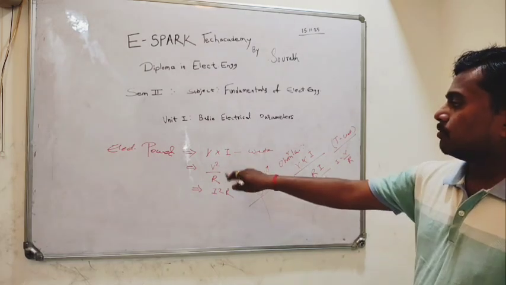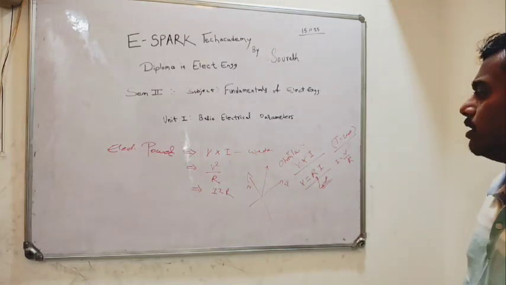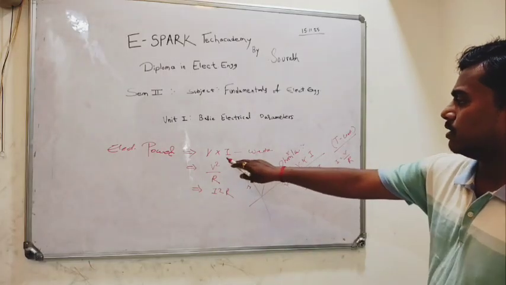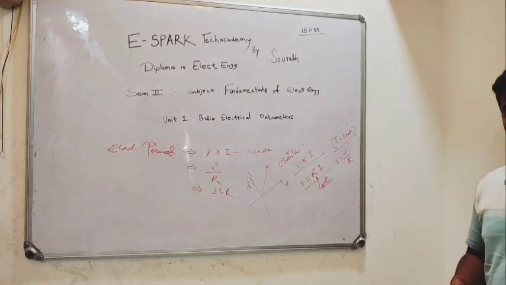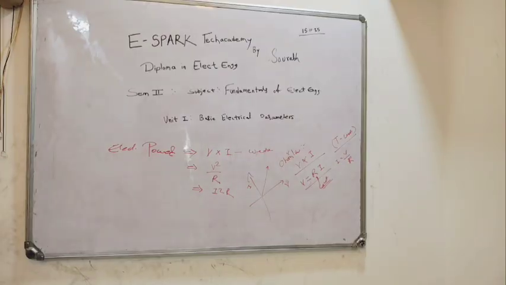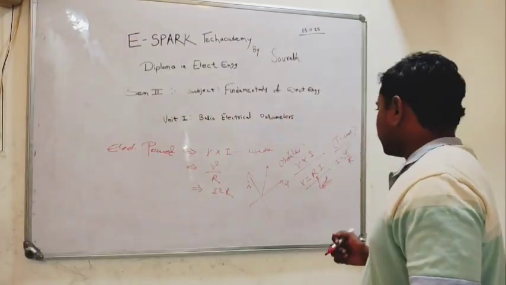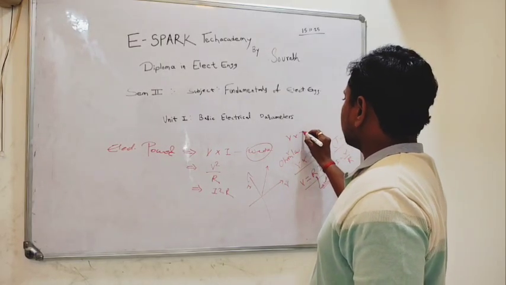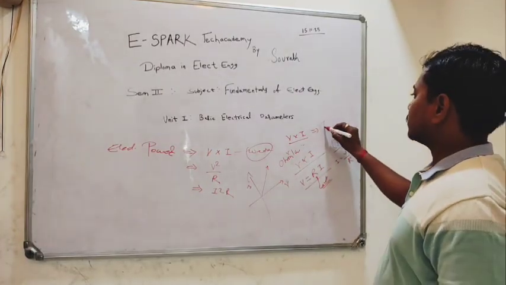In the same way, substituting other things, we get I square R. Because V is equal to R I, substituting in this equation, you get I square R. As we are studying electrical power, one thing I have to explain is that the watt is nothing but V into I, but you can also elaborate it as joule per second.